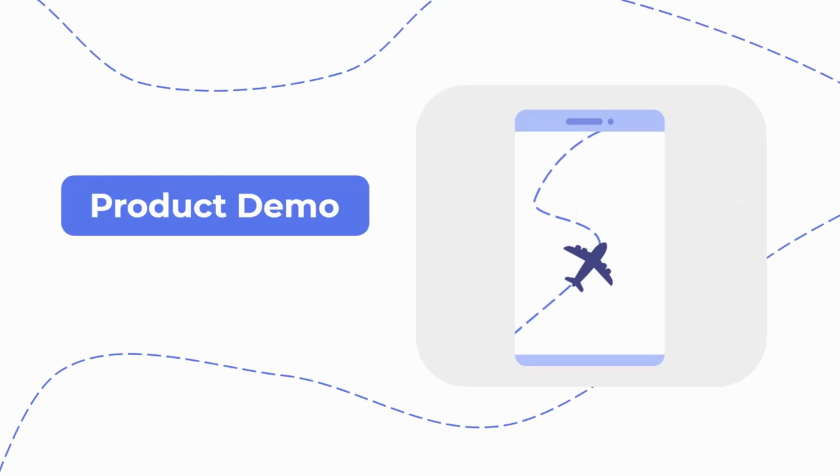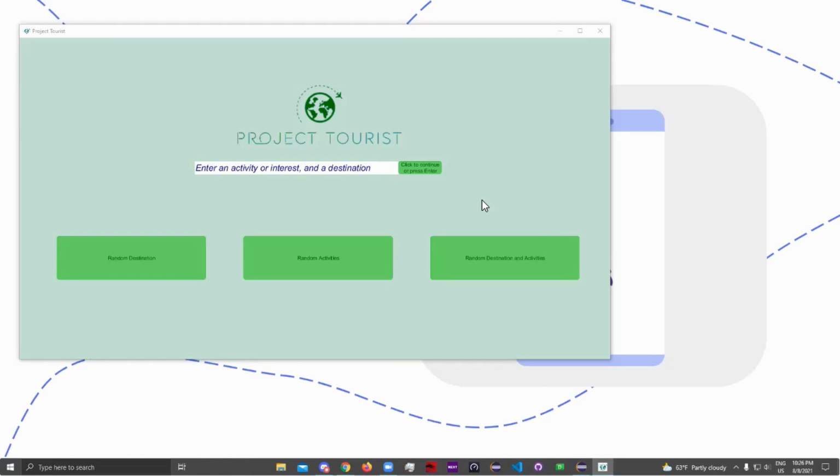Now for a product demo. So this is our GUI, and as you can see, we have our own custom icon and interactive buttons, as well as a search bar. And if you look at the 3 buttons down below, if you want to surprise yourself, then you can choose your own random destination, random activities, or even both. But if you already have something in mind, then you can type it into the search bar, such as Los Angeles as a destination. And to continue, just simply click the button or press enter.